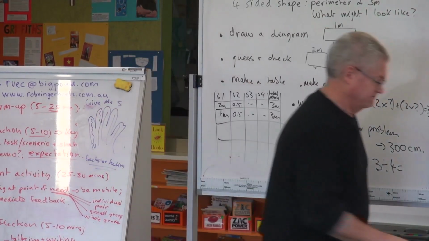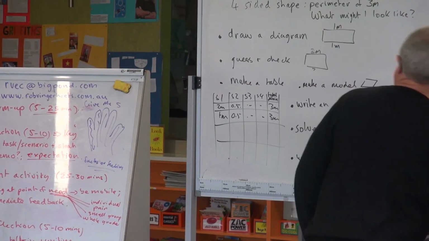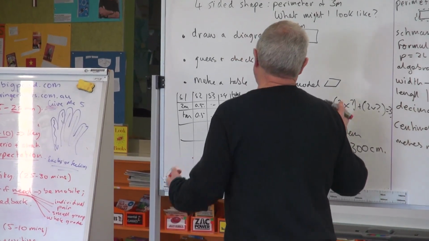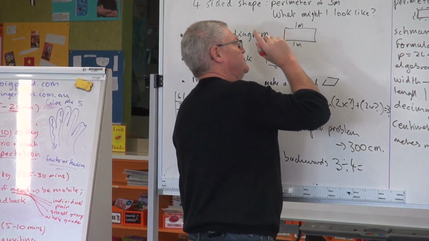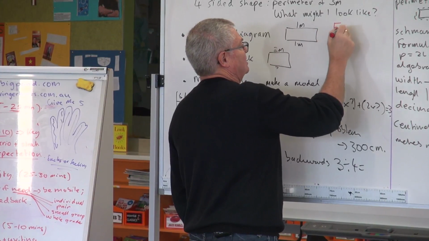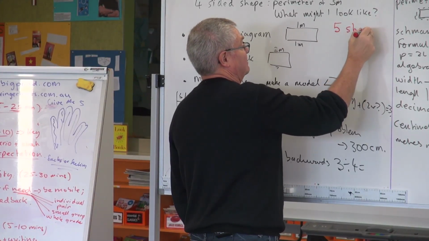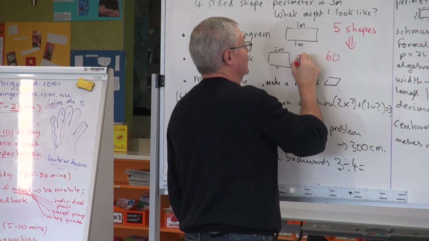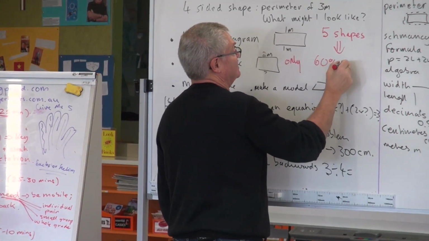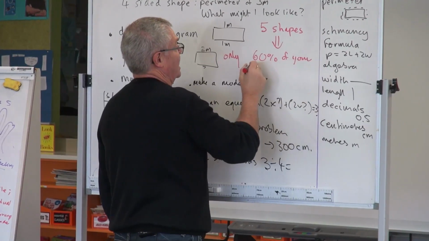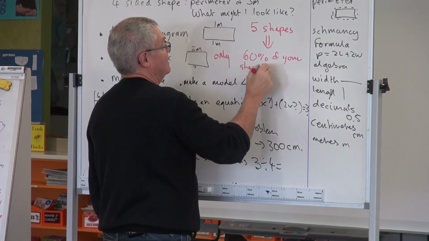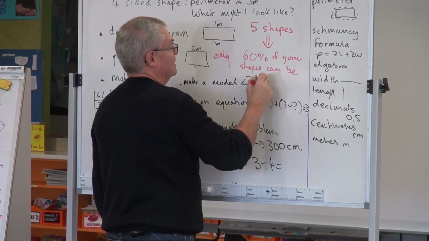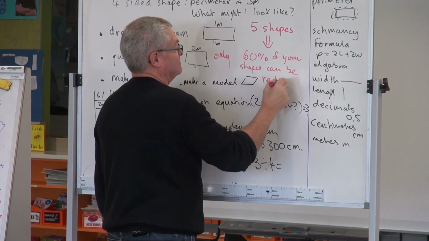Boys and girls, you've got to come up with at least 5 different shapes. Yeah, 5. And only 60% of your shapes can be rectangles.